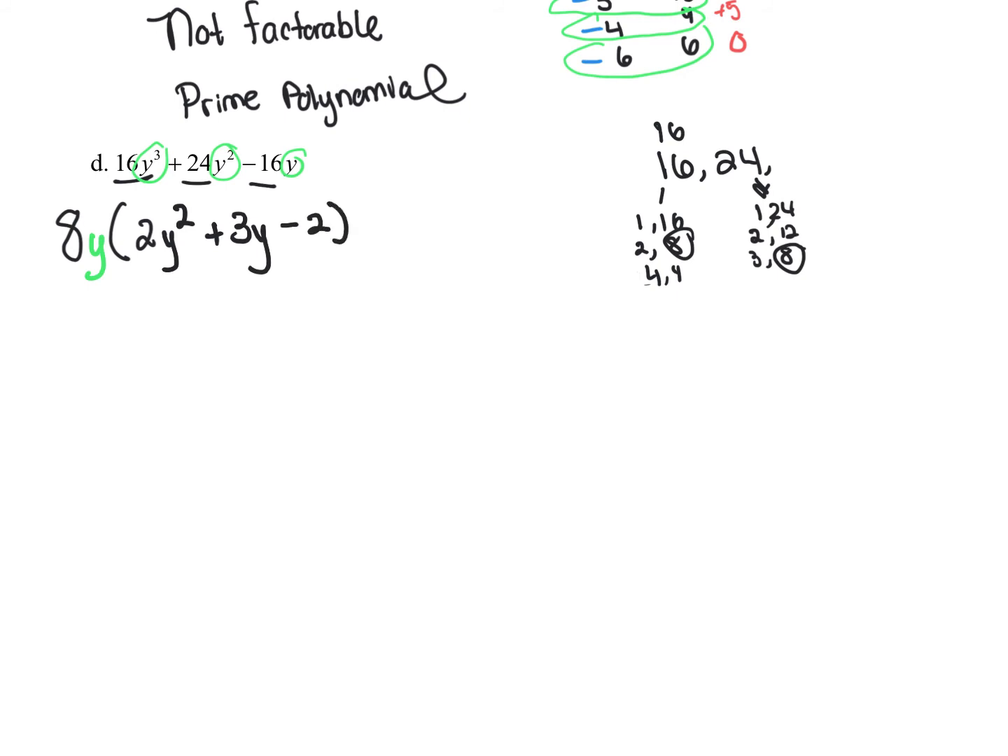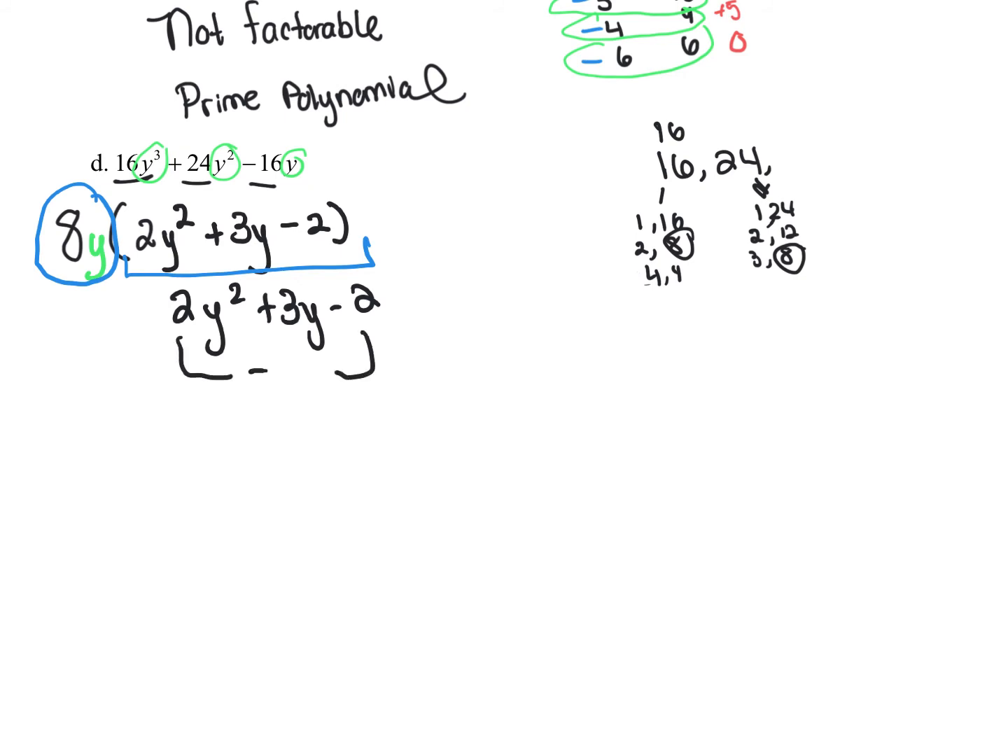Now I have to check that this trinomial factors. So we're not going to lose this. We're going to put it over here in timeout for a second. We're not going to lose it, but we're going to focus on this. So 2y squared plus 3y minus 2. So we're going to do our a times c. 2 times negative 2 is a negative 4.